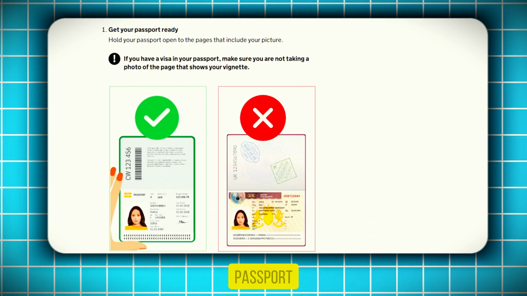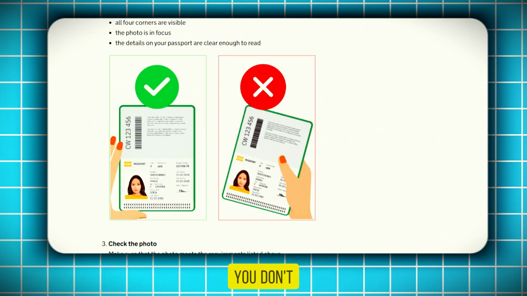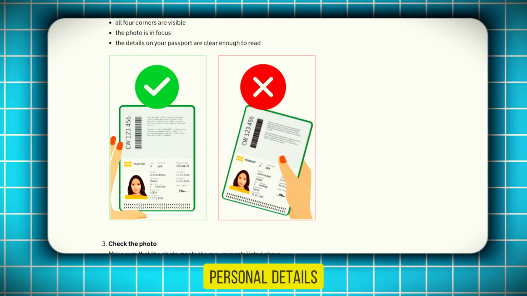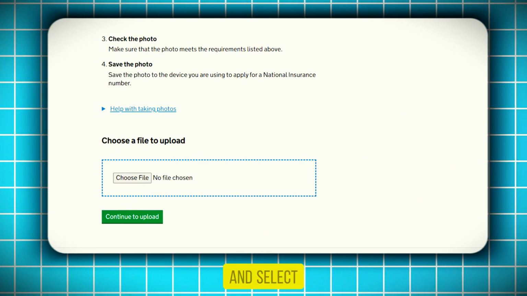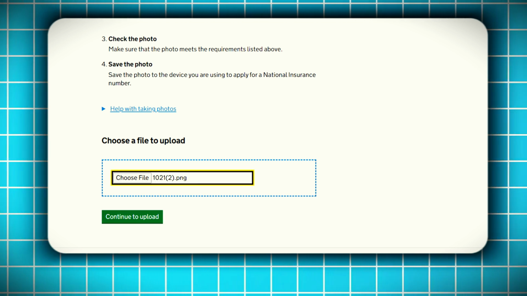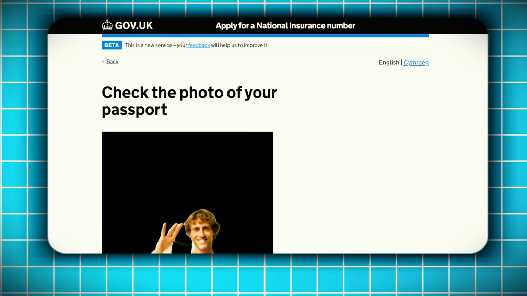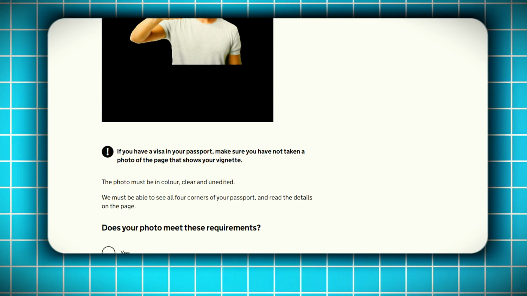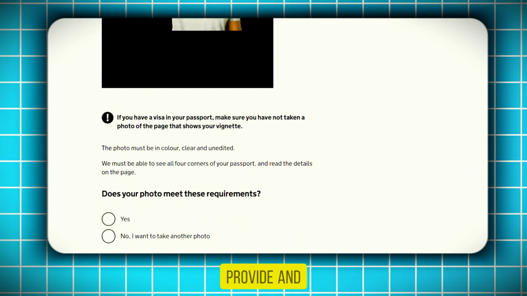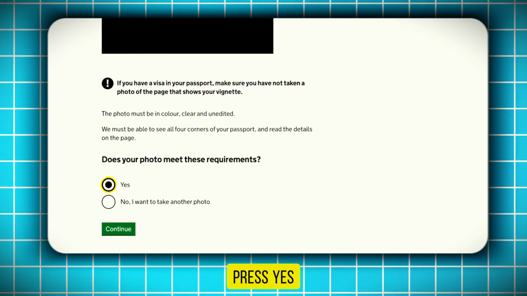In the case of a passport, you have to show all 4 corners of the passport. You don't have to cover your personal details. You need to take a photo and select. And then continue. You need to provide and validate that you meet the requirement. Then press yes and then continue.